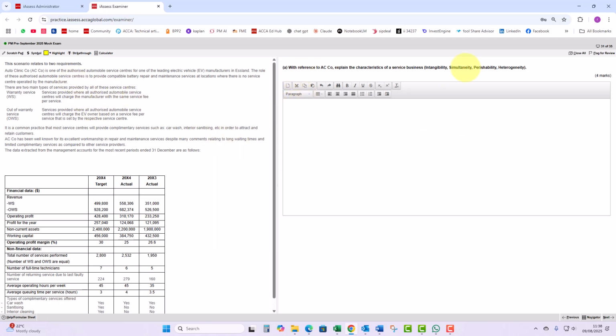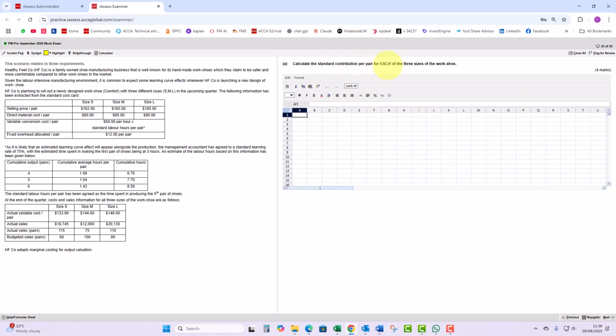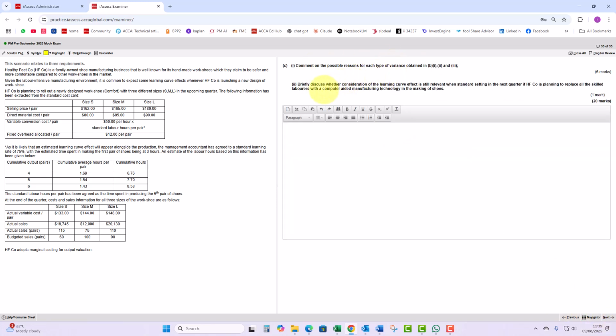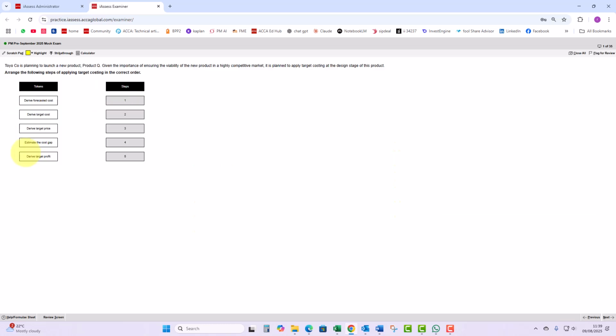So I just quickly skim read what I'm being asked. I need to explain these 4 characteristics of a service business. We've got to populate this template based on the 6 dimensions of the building block model, calculate the contribution for each of the 3 sizes of work shoe, do some variance calculations, and comment on the reason for those variances and discuss whether the learning curve effect is still relevant. So all I've done there is just primed my brain to keep an eye out for any of those questions, and then I jump back to question 1.